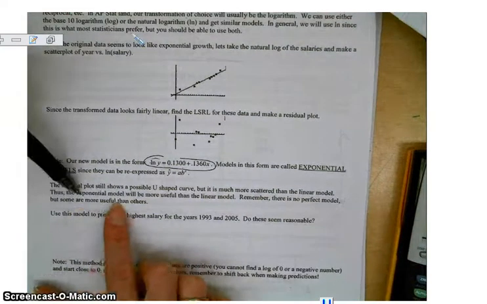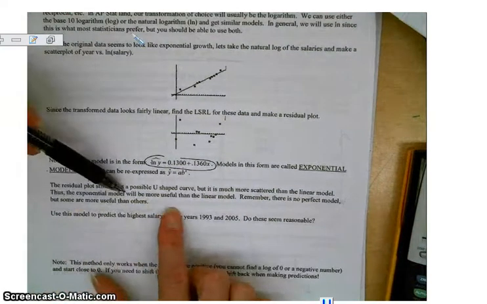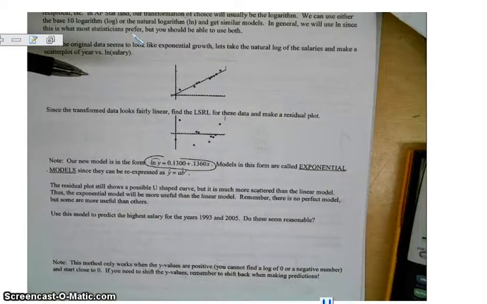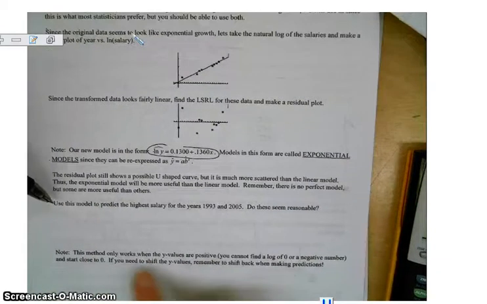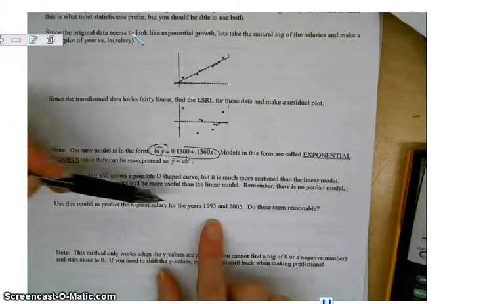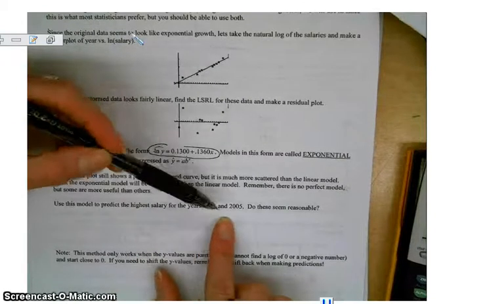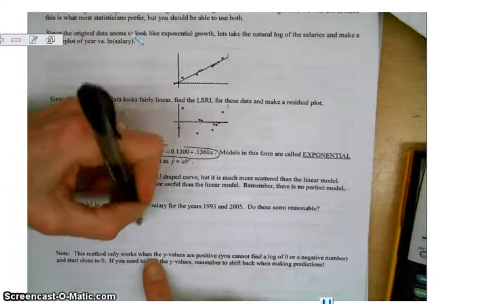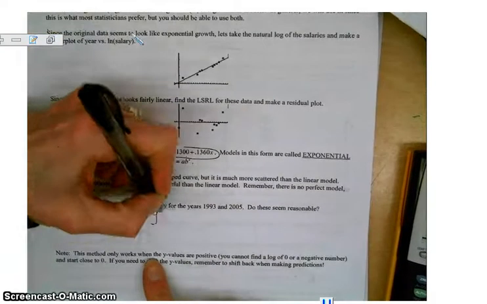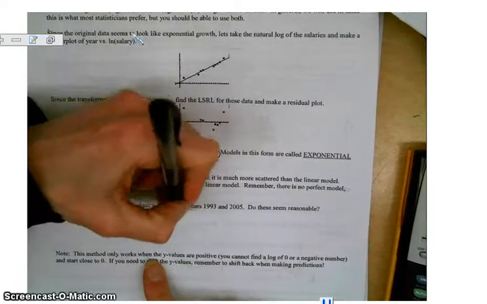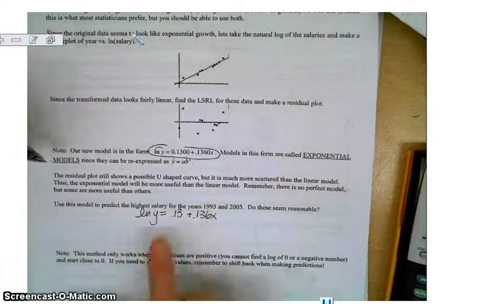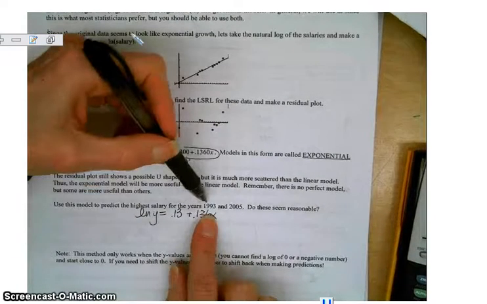So thus the exponential model would be more useful than the linear model. Remember, there's no perfect model, but some are more useful than others. So we would like to use this model to predict the highest salary for the years 1993 and 2005. Do these seem reasonable? So we're going to have to use this equation, the natural log of y equals 0.13 plus 0.136x to predict the highest salary for the years 1993 and 2005.